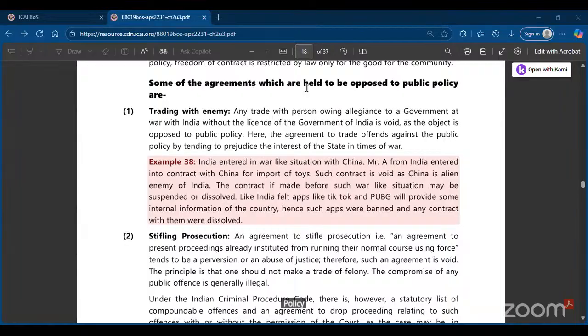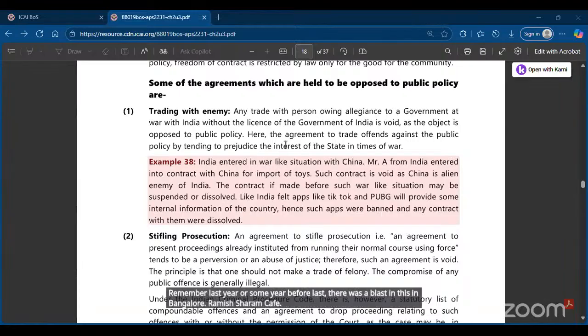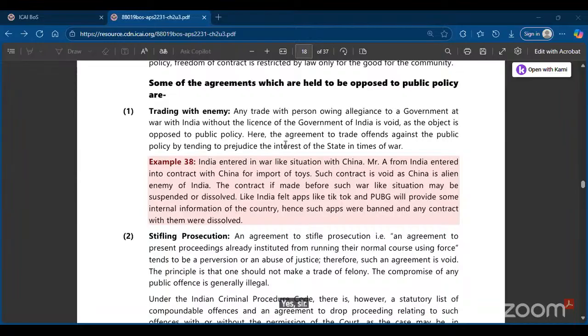Remember last year or some year before last, there was a blast in Bangalore, Rameshwaram Cafe. Last year. Yes, sir. Did you know how they caught the criminal?